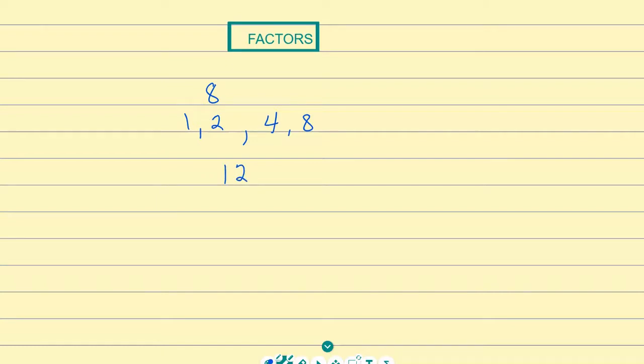Now let's try 12. What are the factors of 12? So start with 1 again. 1 times 12. Is 2 a factor? Yes. 2 times 6 will give you 12. Is 3 a factor? Yes. 3 times 4 will give you 12.